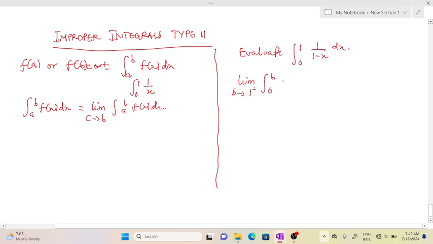Then we bring our f of x. So I simply go ahead and I'm having the limit as b approaches 1 minus of the integral from 0 to b, and our function is 1 over 1 minus x dx. What is this? The integral of 1 over 1 minus x is the same as natural log of 1 minus x. But here, we can't just straight away say that, because when you take the derivative, you're not getting 1.